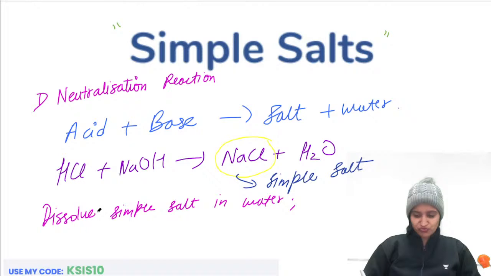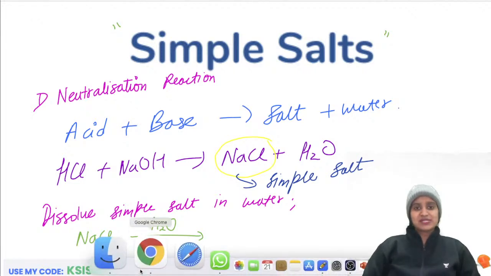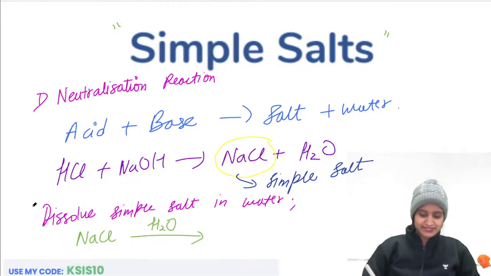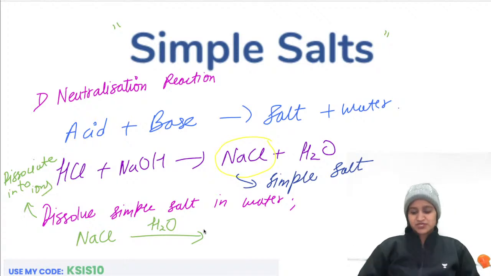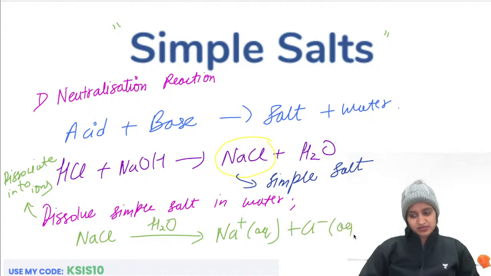Let's look at the chemical equation as well. If you dissolve this NaCl in water, then it will completely dissociate into its constituent ions, correct? So your NaCl will break into Na+ (aq) plus Cl- (aq). In this form the salt will dissociate, Na+ plus Cl-.